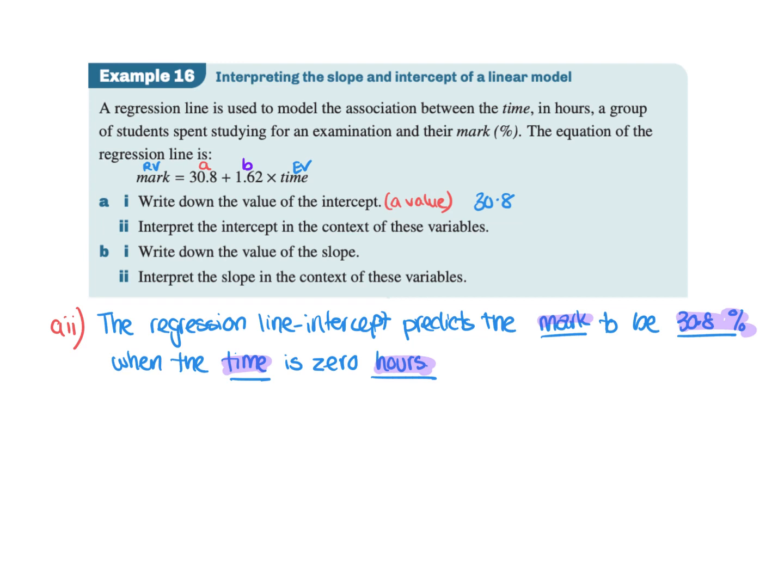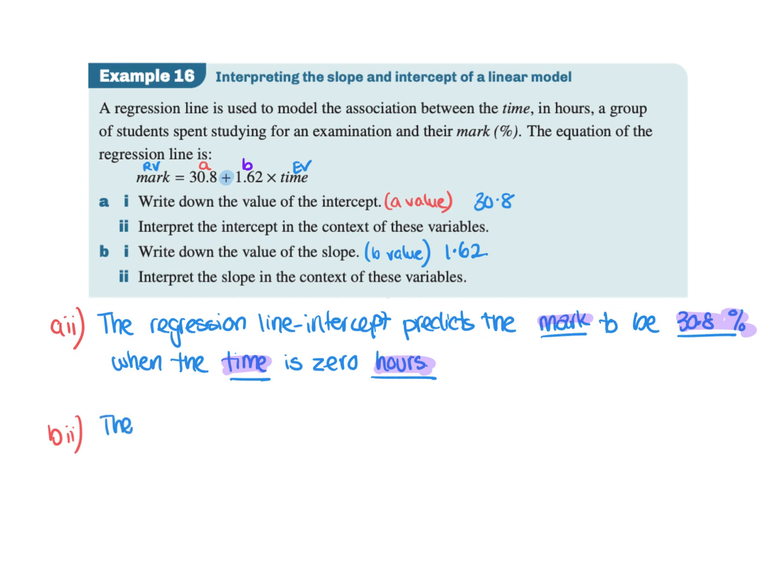So B is saying write down the value of the slope. So the slope is the B value. What's the value of the slope in this example? 1.62. Now, in part 2 of B, it's asking me to interpret the slope in the context of the variables. So first of all, I've got to look at it: is this a positive B value or a negative B value? It's positive. So off I go and I'll write the positive statement.